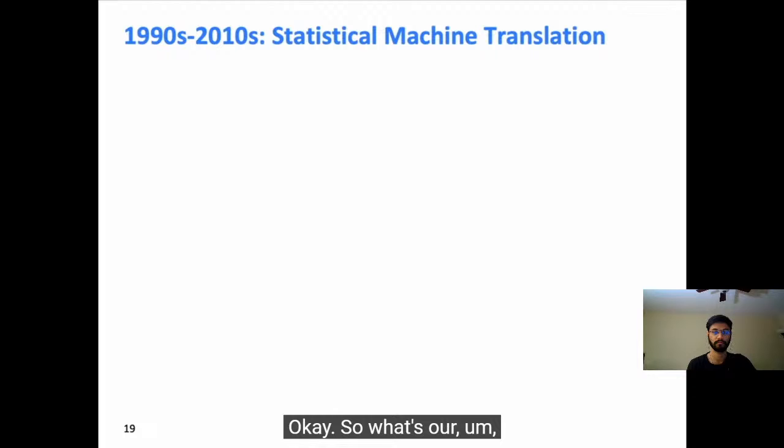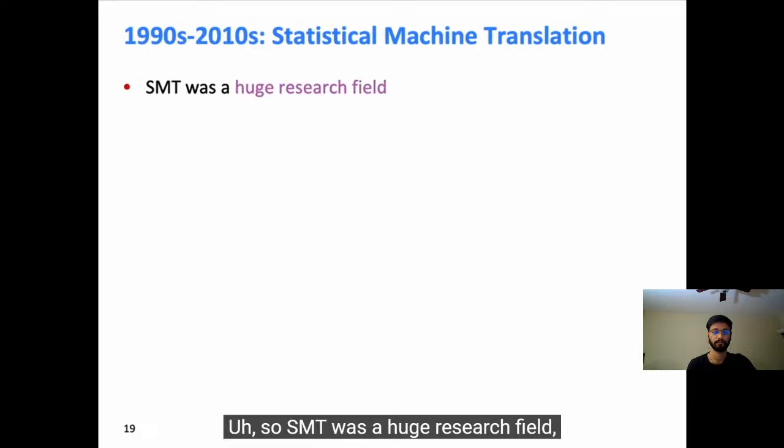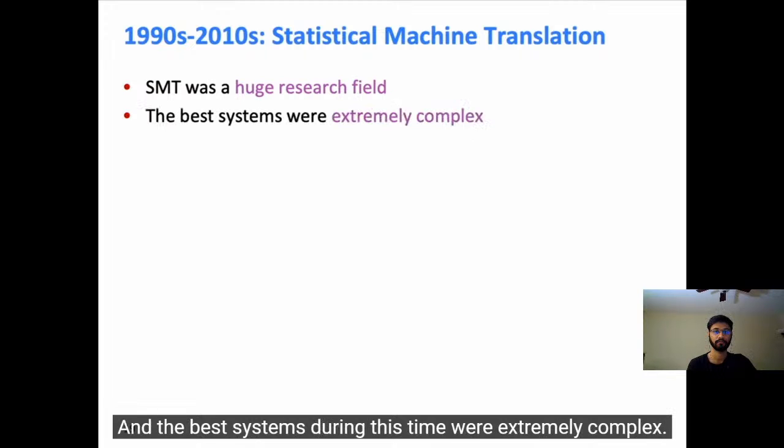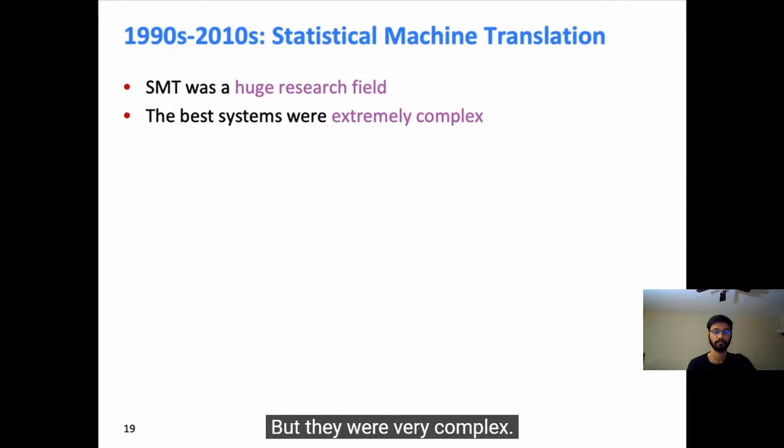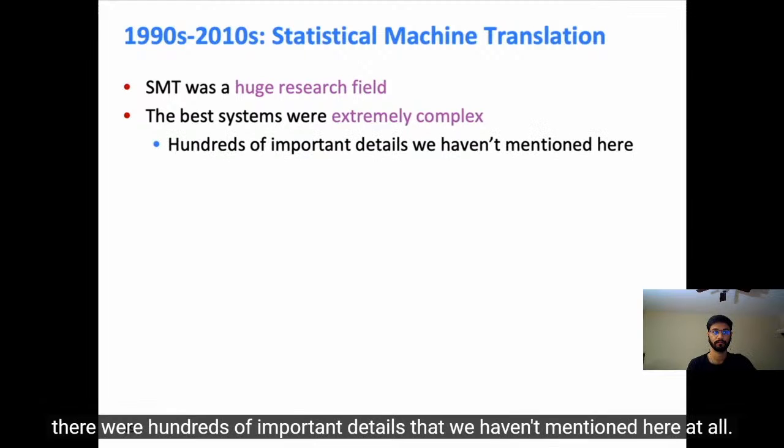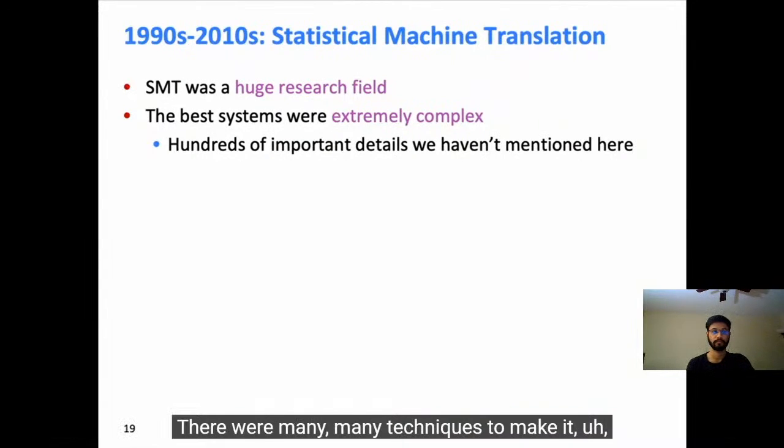Okay, so what's our overview of statistical machine translation? Was it effective? So SMT was a huge research field from the 1990s to about maybe 2013. And the best systems during this time were extremely complex. They were extremely sophisticated and impressive systems. And SMT made the best machine translation systems in the world. But they were very complex. So for example, there were hundreds of important details that we haven't mentioned here at all. There were many, many techniques to make it more complex and more sophisticated than what I've described today.